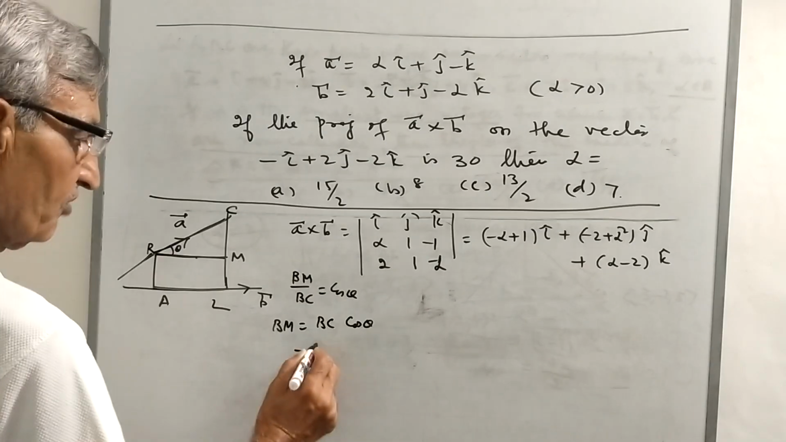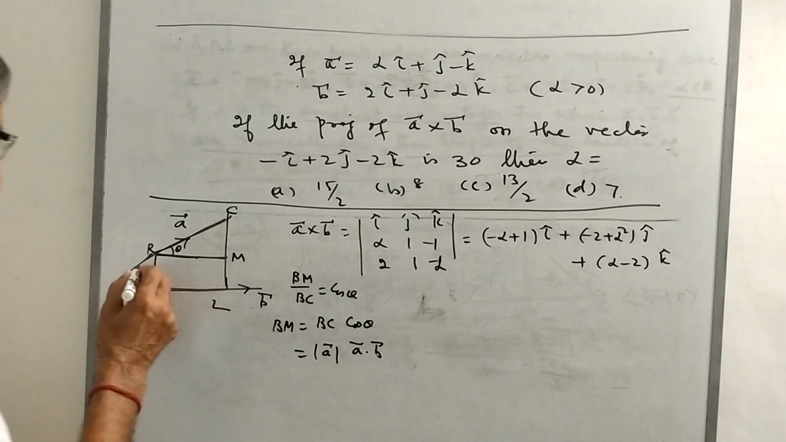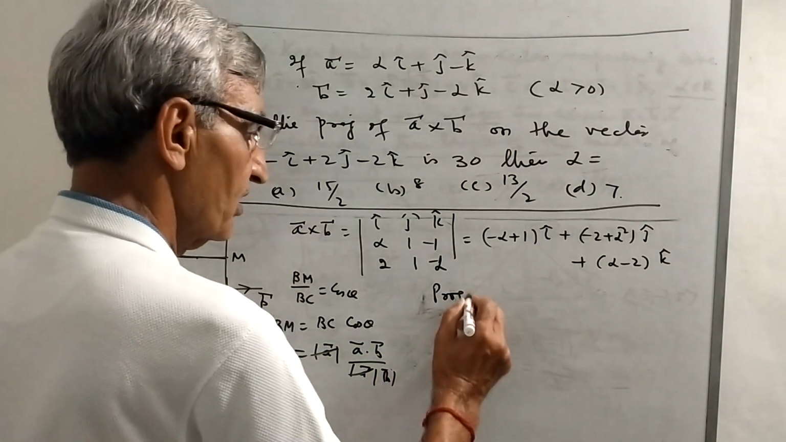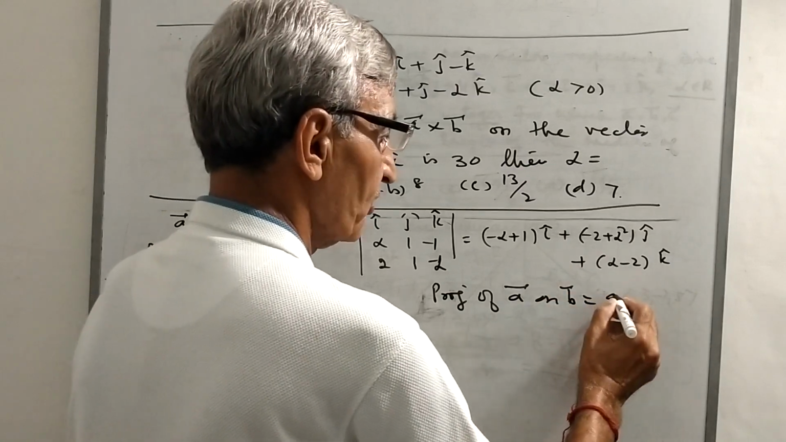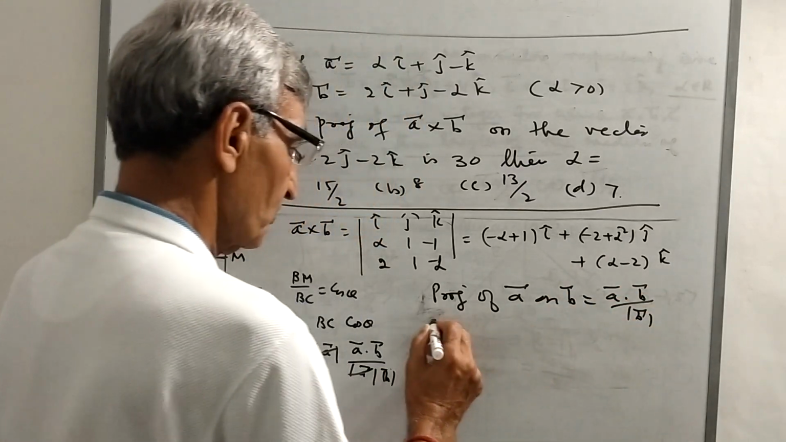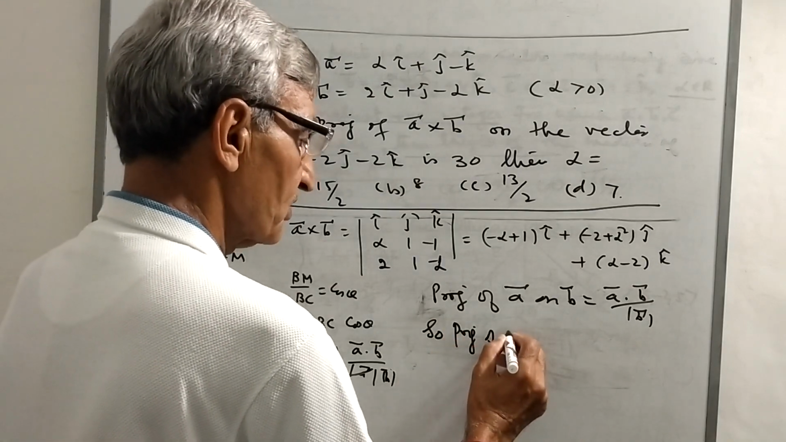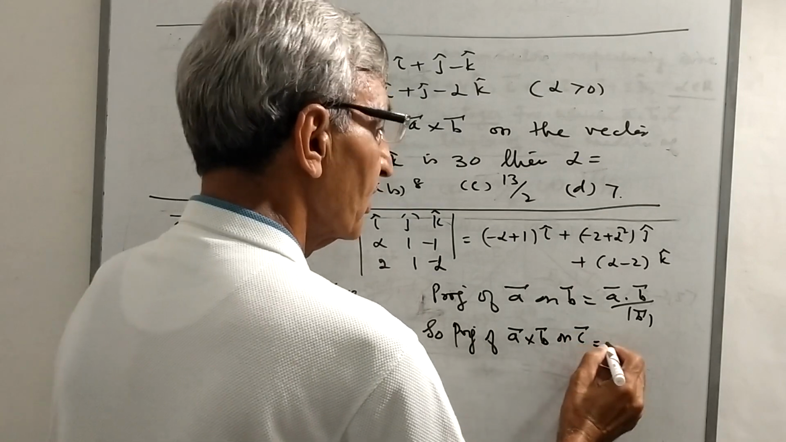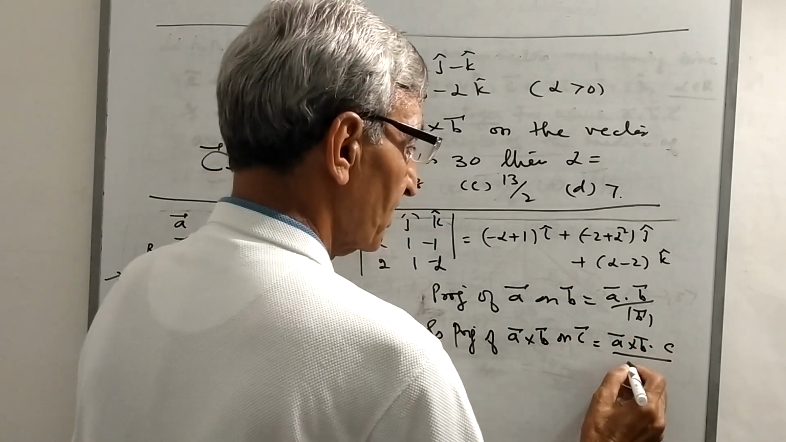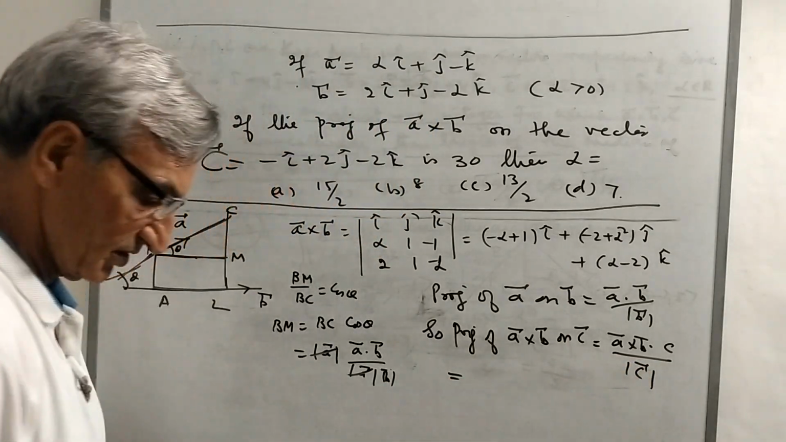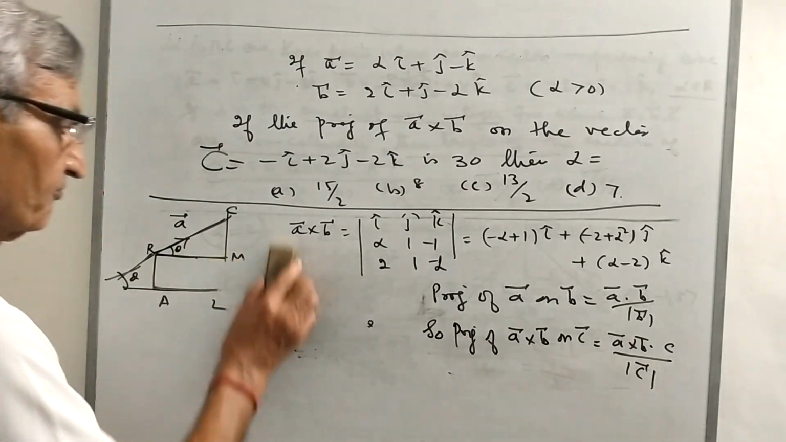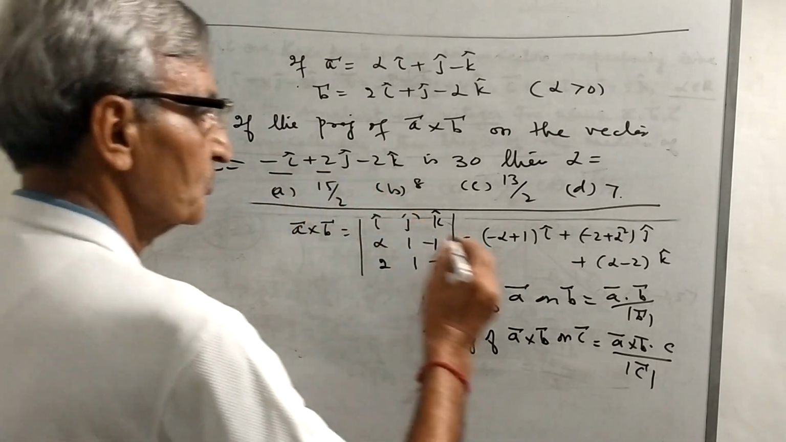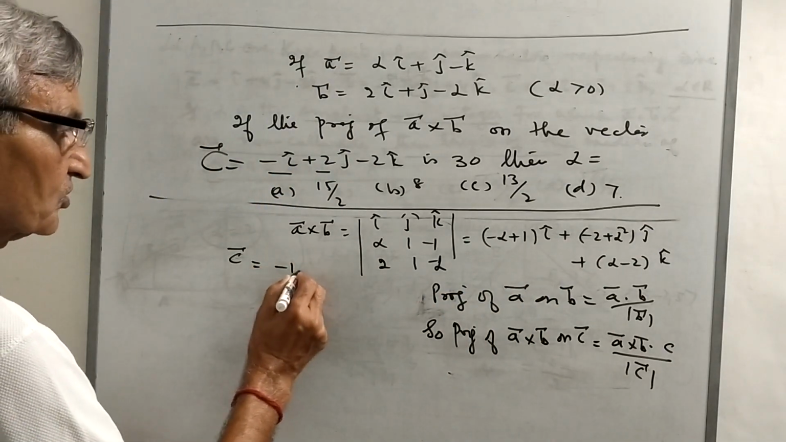What is BC? It is the magnitude of A. What is cos theta? It is A dot B divided by magnitude of B, because it is the angle between A and B. Finally, I find the projection of A on B is given by A dot B divided by magnitude of B. So in this case, the projection of A cross B on a vector, let this vector be C, is A cross B dot C divided by magnitude of vector C. What is vector C? C vector is minus 1, 2 and minus 2.